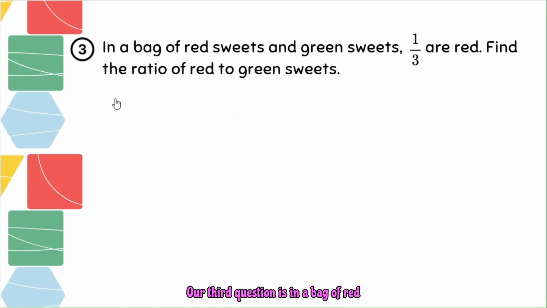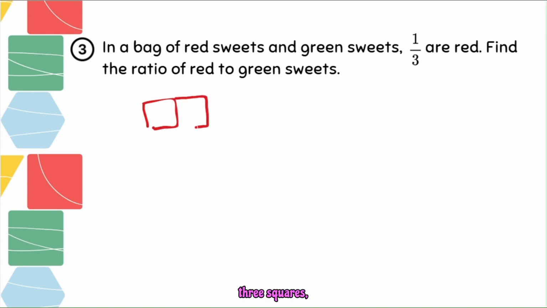Our third question is, in a bag of red sweets and green sweets, 1/3 are red. Find the ratio of red to green sweets. So we know that from all of the sweets, only 1/3 are red. How do we change that into a ratio? We know that the denominator of the fraction represents the total number of parts. So let's imagine this as 3 squares.